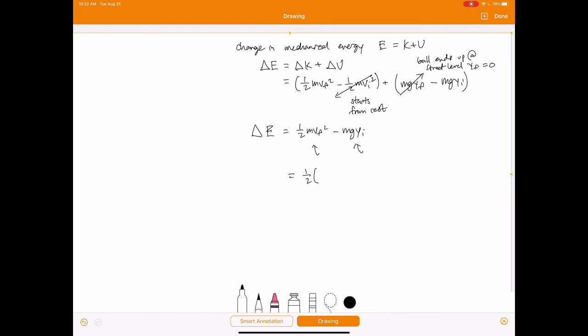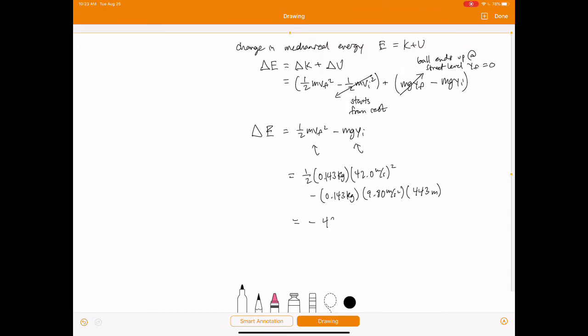The mass of the baseball is 143 grams, which would be 0.143 kilograms. That final speed is 42 meters per second, so we'll square that. Then we'll subtract 0.143 kilograms times g, 9.8 meters per second squared, and then y initial is the height that the ball starts off at, which is 443 meters. Okay, so if you do this calculation, you're going to get something negative.